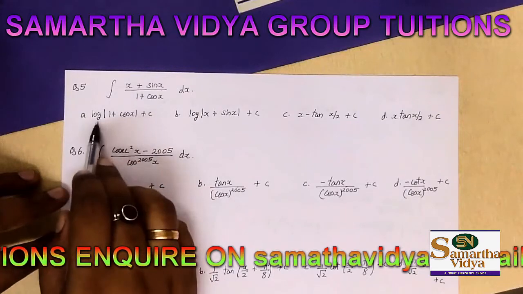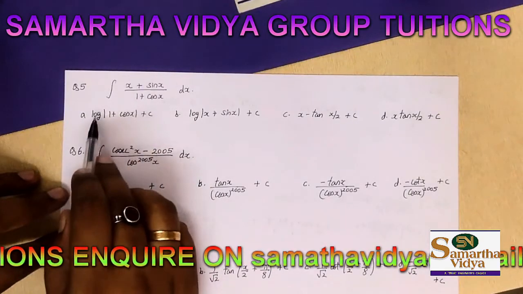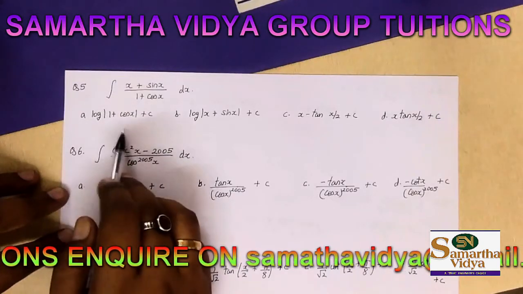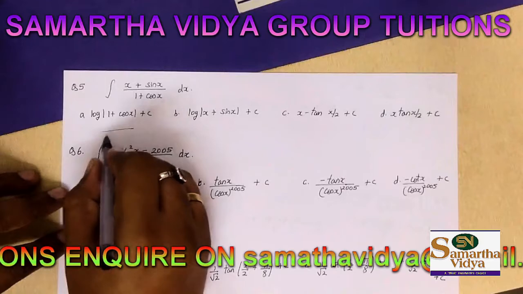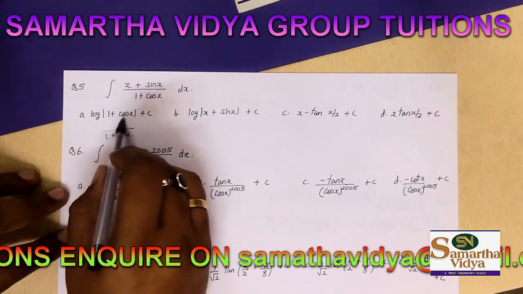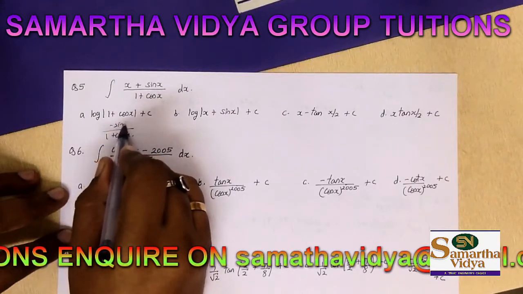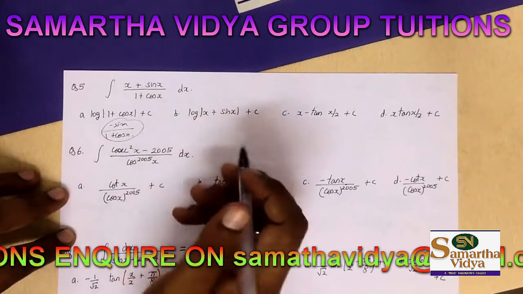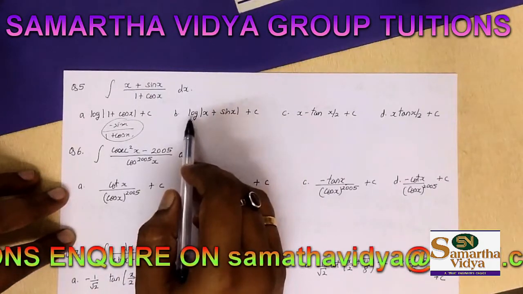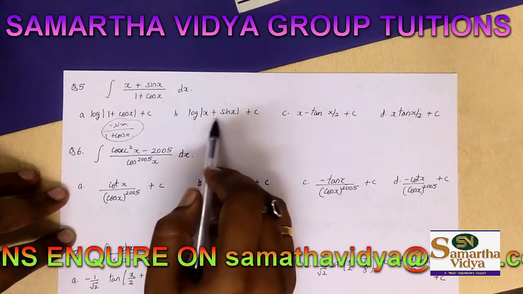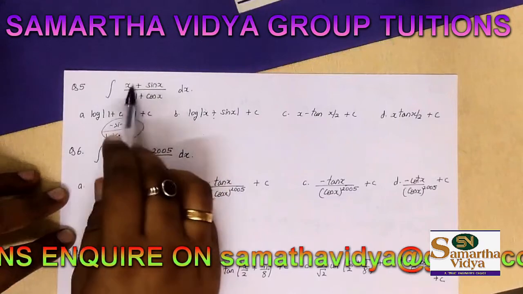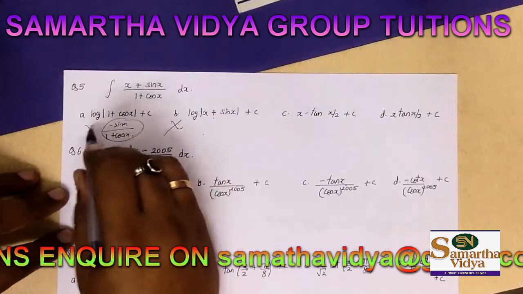Now you can see that there is a log of 1 plus cos x. The derivative of log is 1 upon x, so this becomes 1 upon 1 plus cos x, and we take the derivative of 1 plus cos x, which is minus sin x. But you can see that this is not the question which is asked. Again, using the same concept, if I take the derivative of this, x plus sin x becomes the denominator, but we require it in the numerator. So this is also a wrong option.